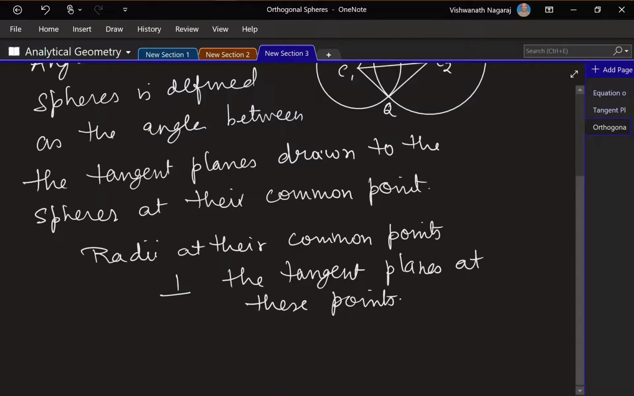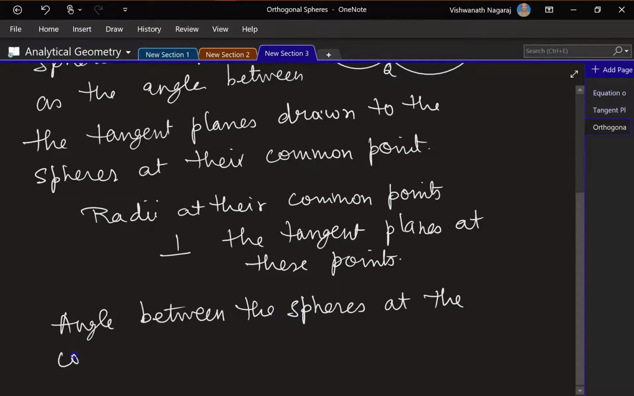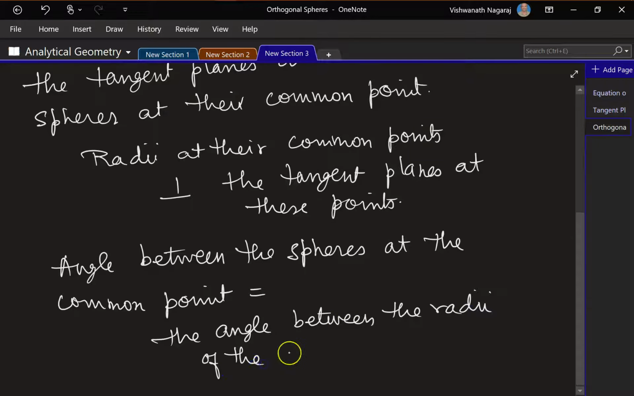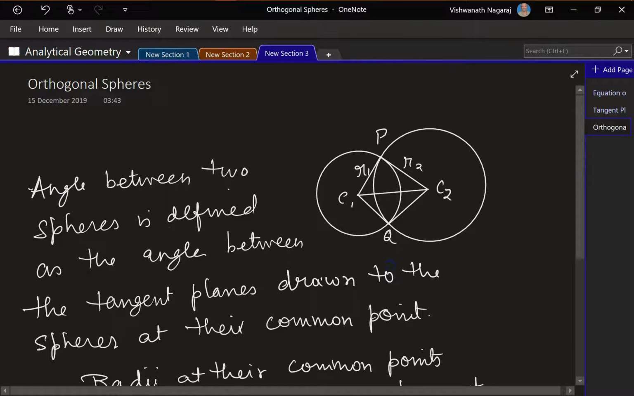We have already proved this, that the radius of a sphere is perpendicular to the tangent plane at the point of contact of the tangent plane. So the angle between the spheres at the common point is going to be equal to the angle between the radii of the spheres at the common point. Okay, so here this is the picture.